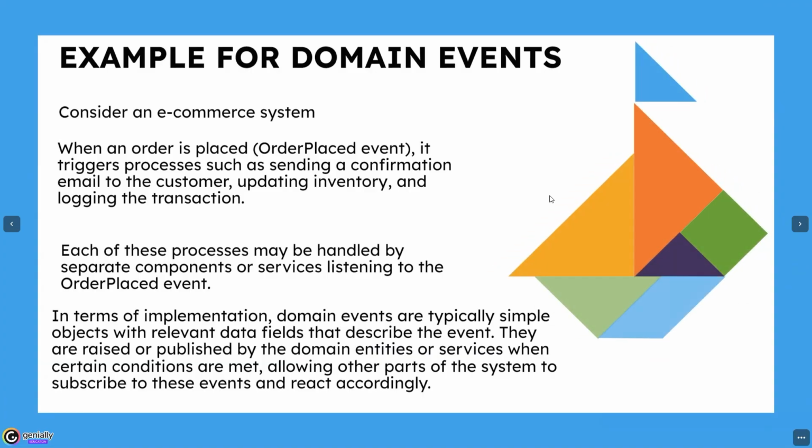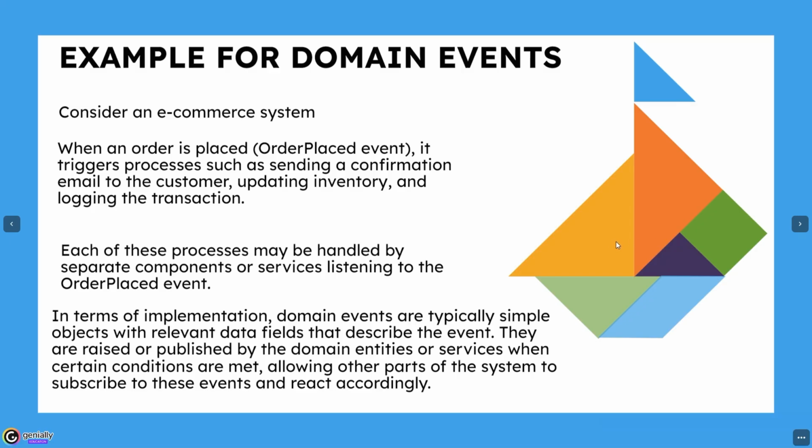So if we take a look at an example for domain events, consider an e-commerce system. When an order is placed, the order placed event triggers processes such as sending a confirmation email to the customer, updating inventory, and logging the transaction. Each of these processes may be handled by separate components or services listening to the order placed event.